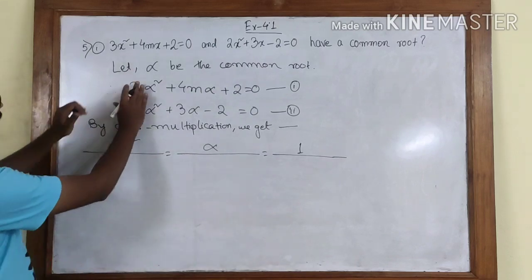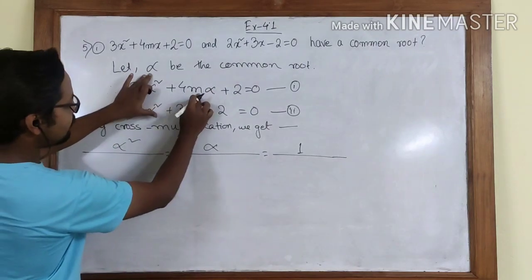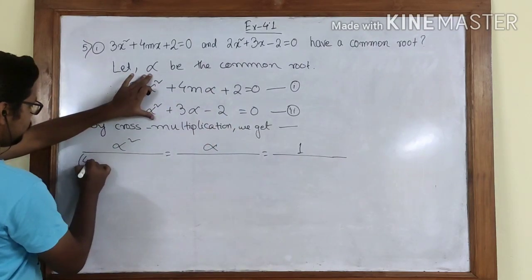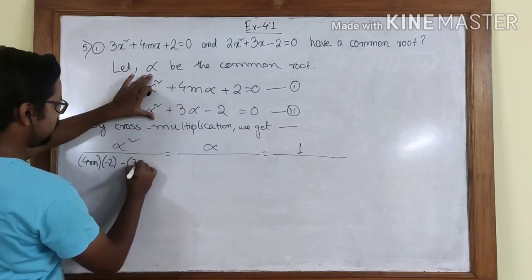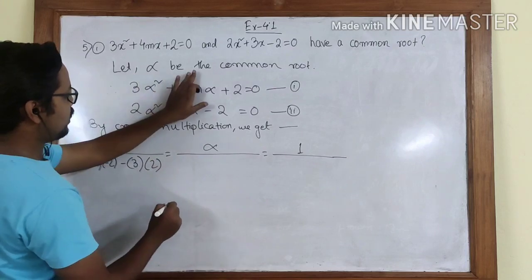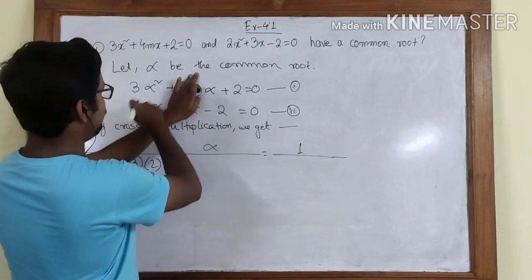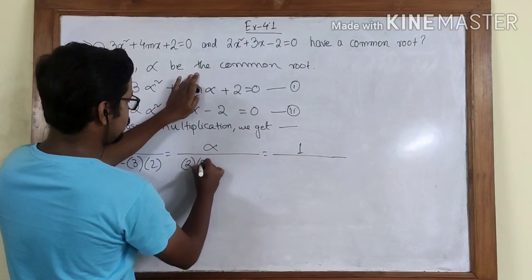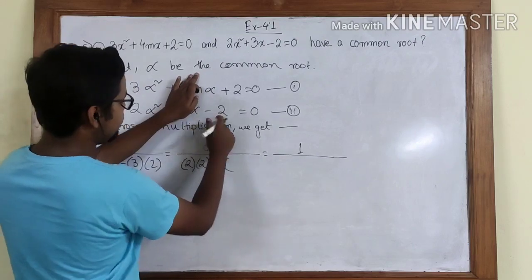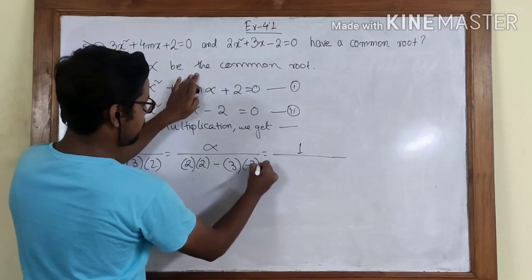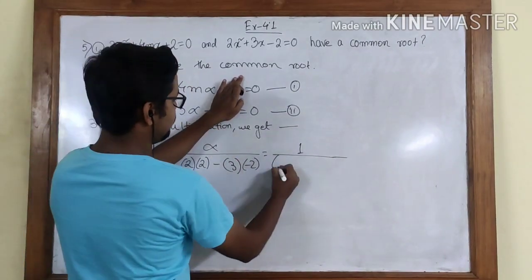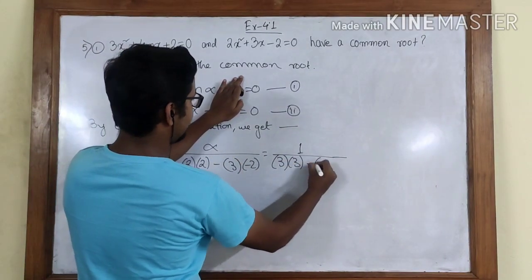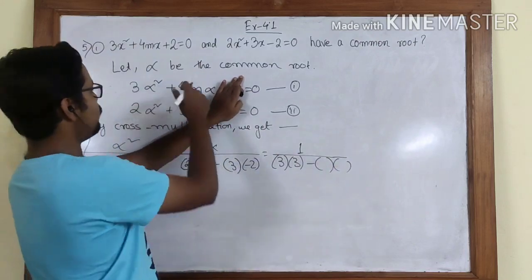Okay. So for alpha squared, we will have 4m and 2, so 4m and minus 2 minus 3 and 2. For alpha, we will have 2 and 2, 2, 2 minus 3 and minus 2, so 3 and minus 2. For 1, we will have 3, 3, 3 into 3 minus 2 into 4m.